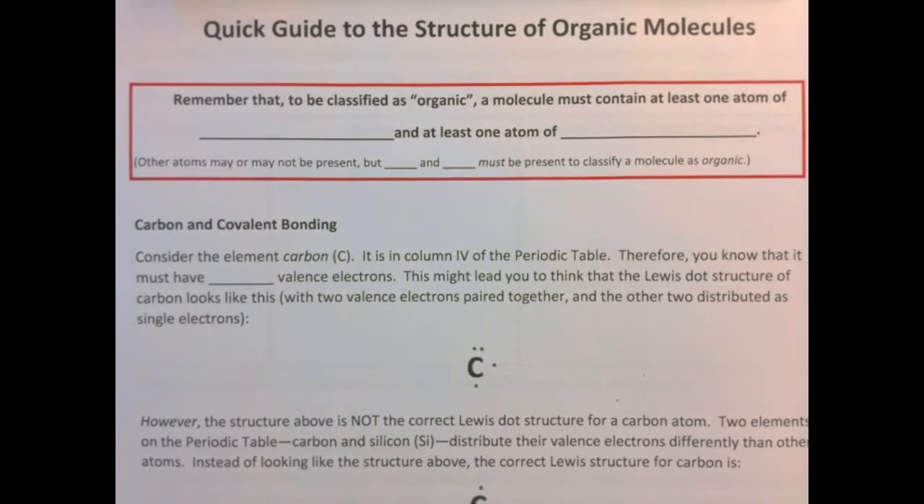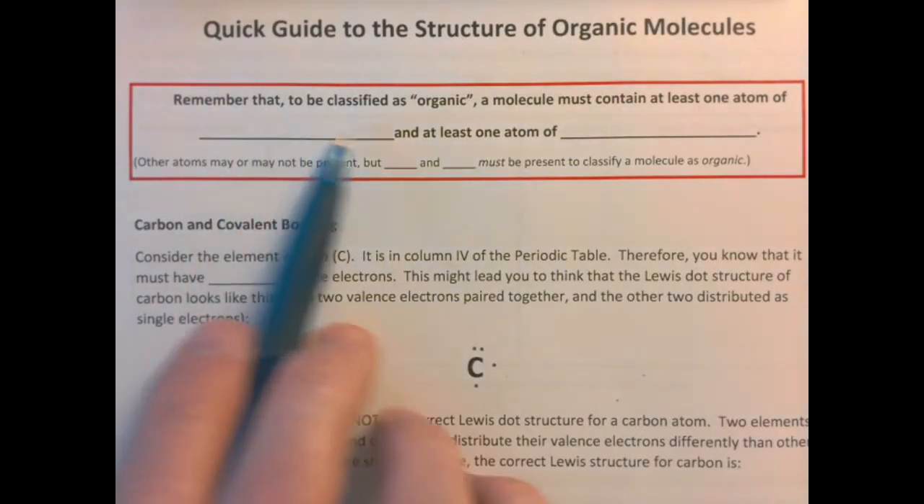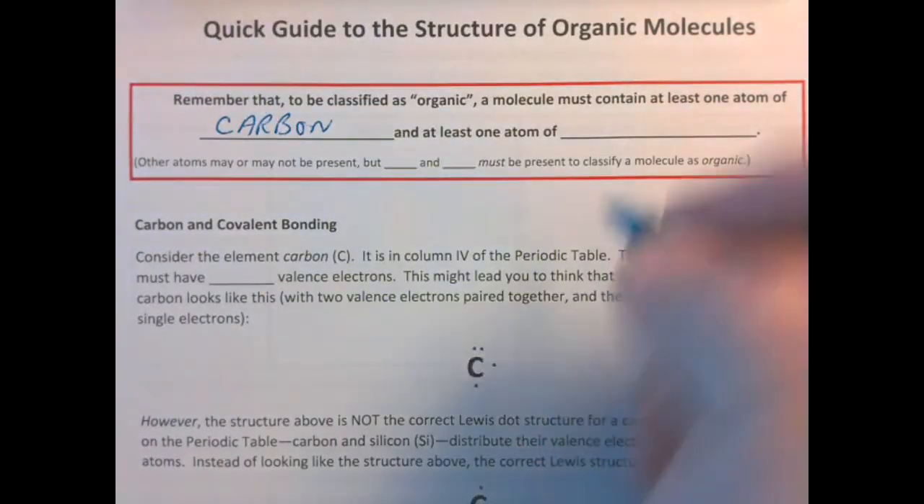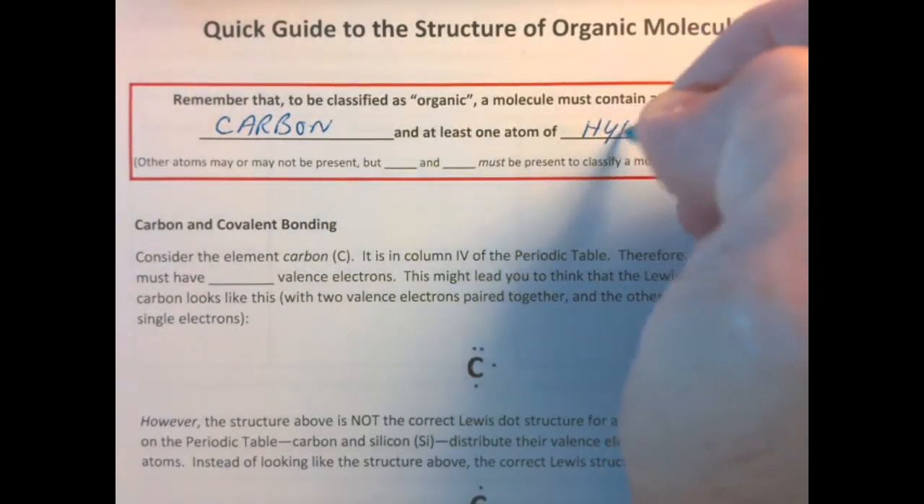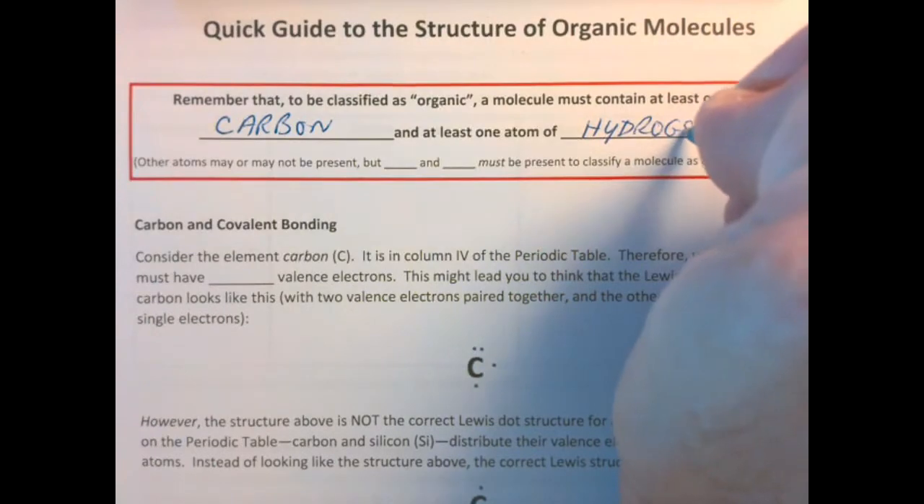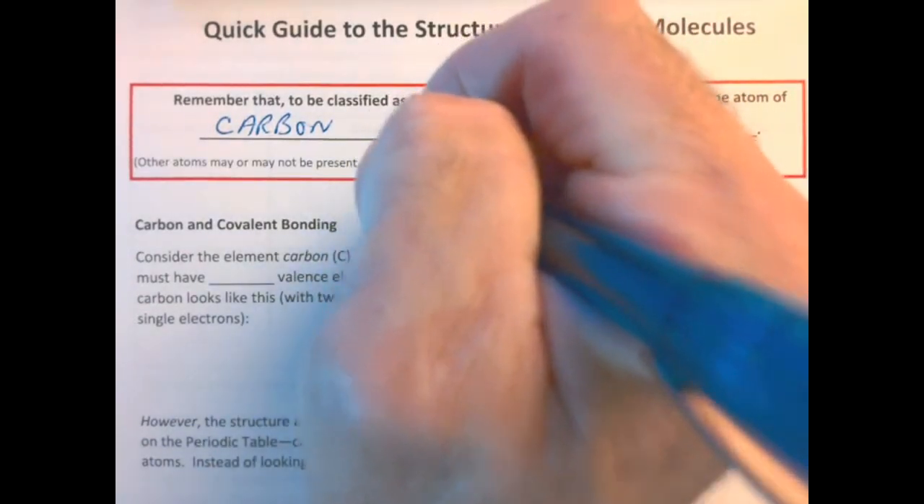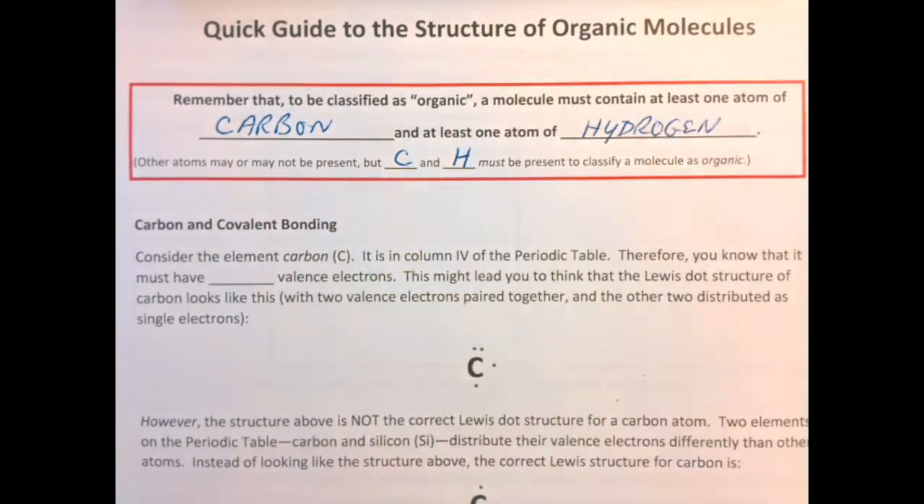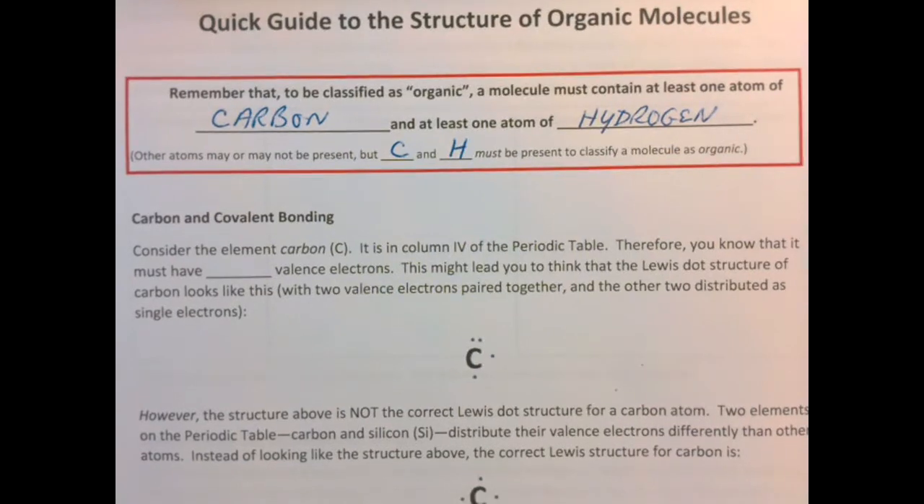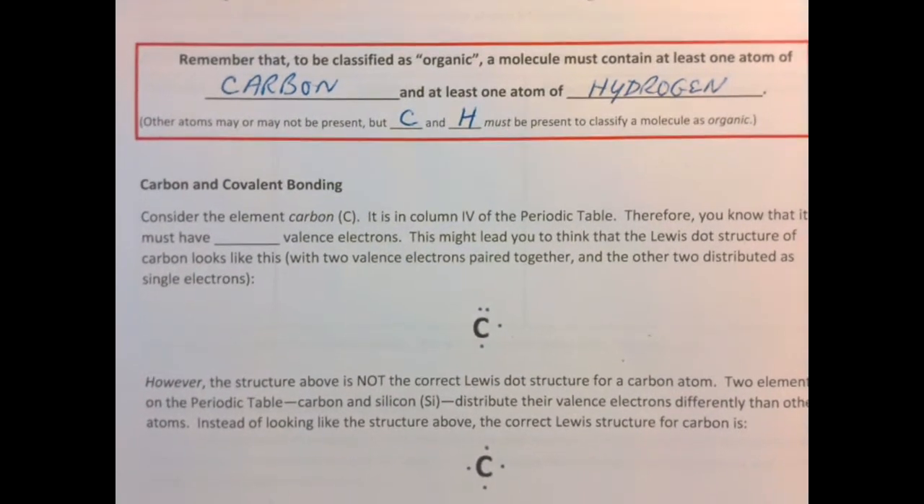First, again, just a reminder, to be organic, you're dealing with a molecule that contains carbon atoms and hydrogen atoms. So again, other atoms may or may not be present, but you've got to have at least one carbon and at least one hydrogen to be an organic molecule. So just a few odds and ends about interpreting organic molecules and structures.